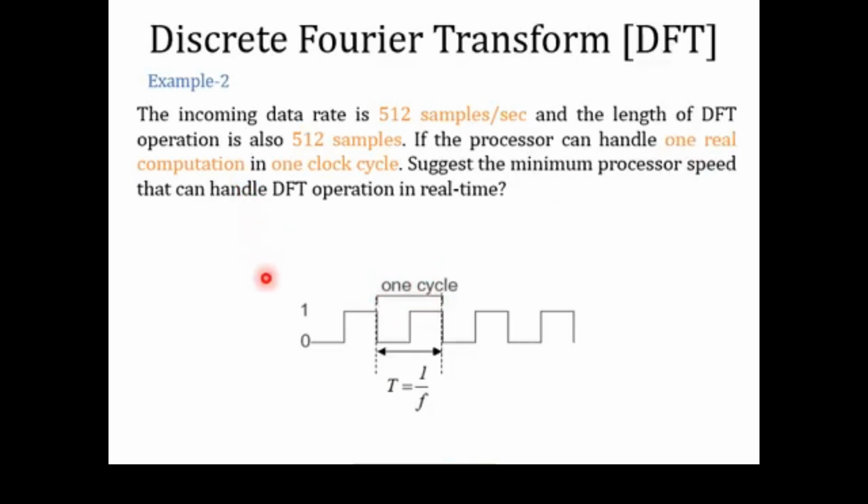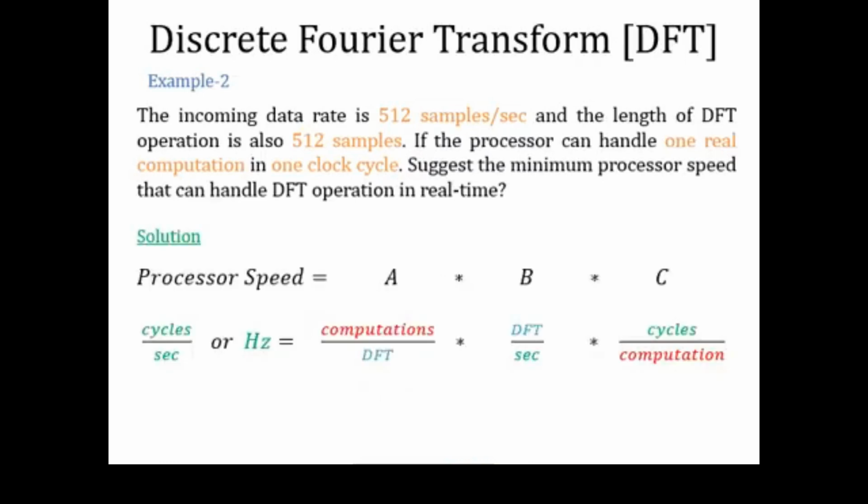Early computers or slower processors were designed to perform one computation in one clock cycle, but modern and faster processors can even execute multiple instructions during one clock cycle interval. Now let's come to the solution of the given numerical.